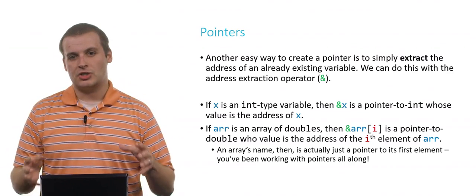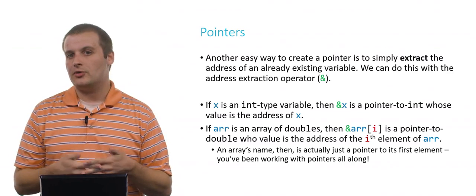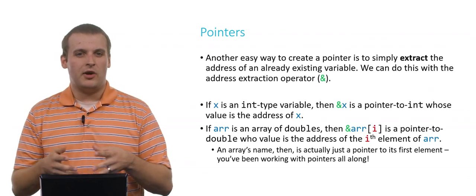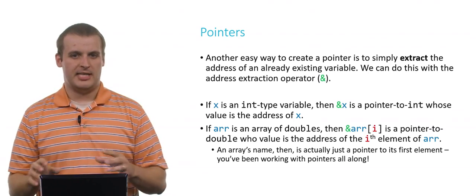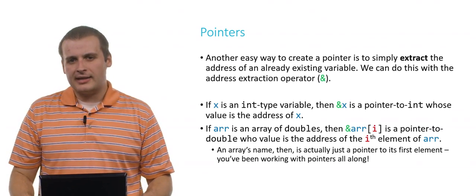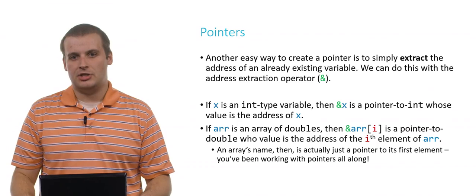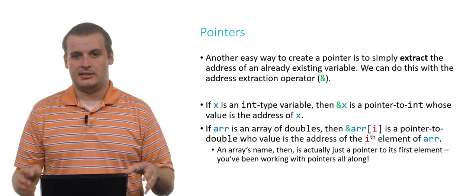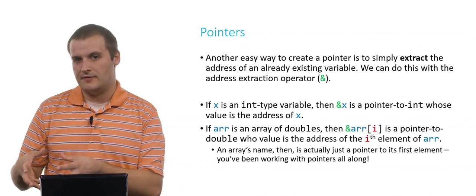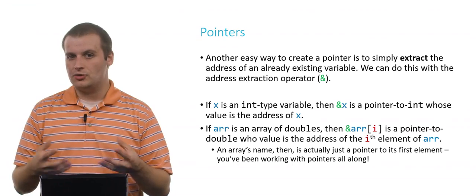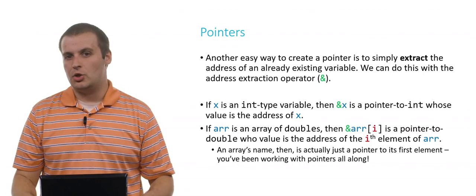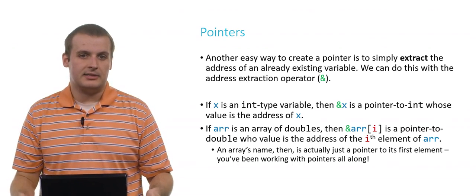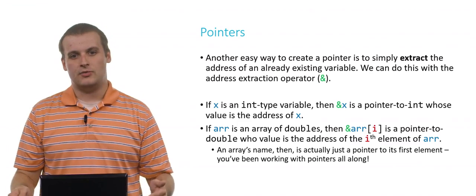Another way to create a pointer is to extract the address of a variable you've already created. You do this using the ampersand operator, address extraction, which we've already seen in the first diagram example I showed. So if x is a variable that we've already created of type integer, then ampersand x is a pointer to an integer. Remember, ampersand extracts the address of the thing on the right. And since a pointer is just an address, ampersand x is a pointer to an integer whose value is where in memory x lives. It's x's address. So ampersand x is the address of x.